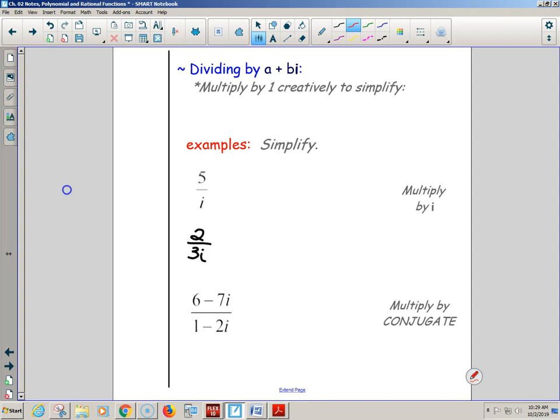So I'm going to be multiplying by 1 creatively also when dividing complex numbers. So what do I multiply by? Well, what did this one say to multiply by? So if I multiply by i over i, am I changing the value? No. Because what's that value? Right here, isn't that just 1? So if I'm multiplying by 1, I'm not changing the value, I'm just changing how it looks.